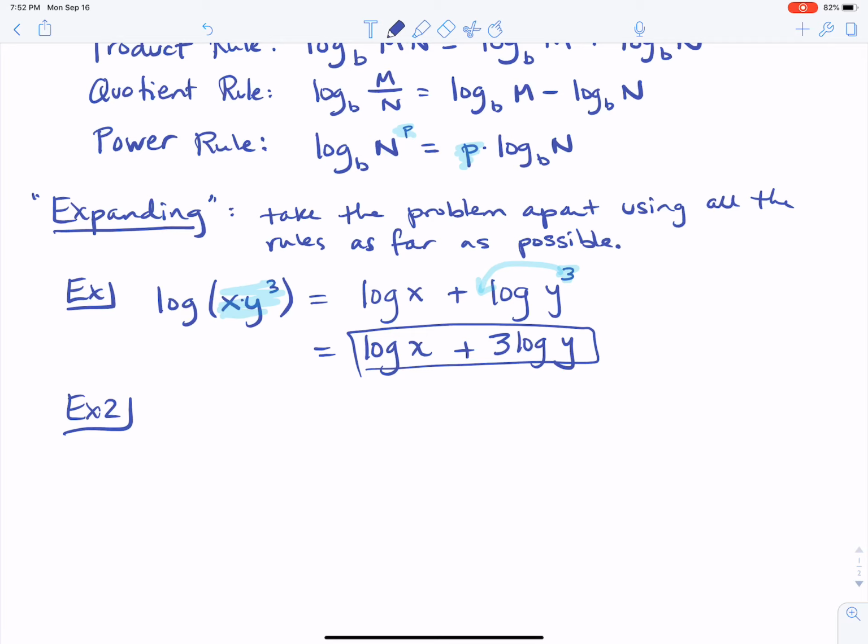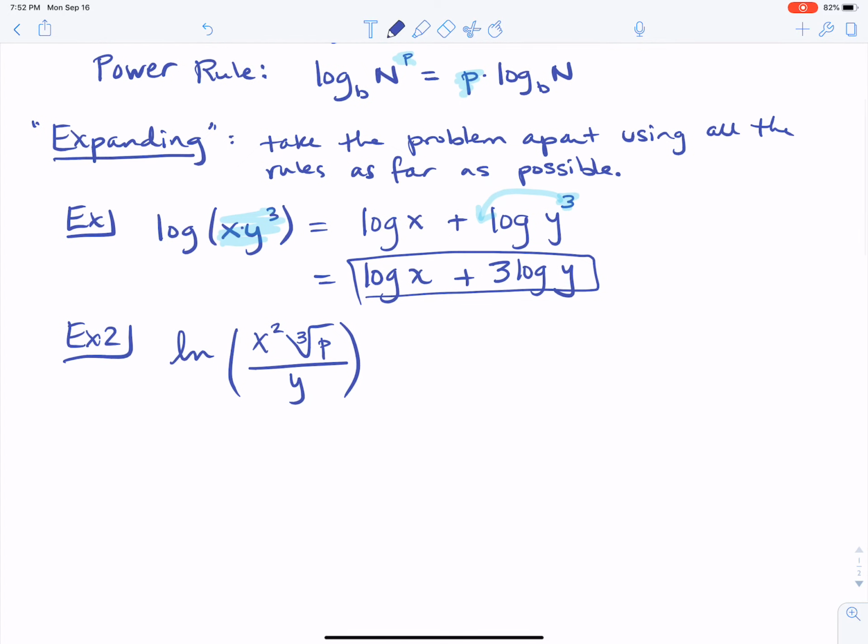All right, let's do natural log of x squared and then cube root of p, all over y. And you might be saying, why? Why this problem?